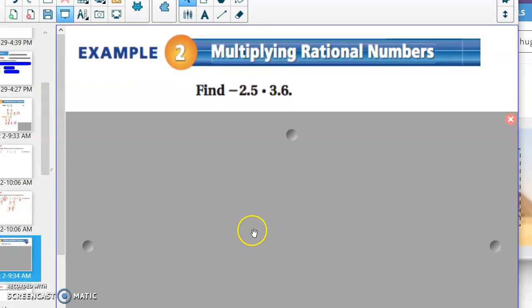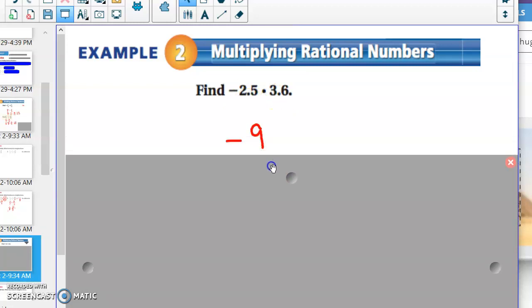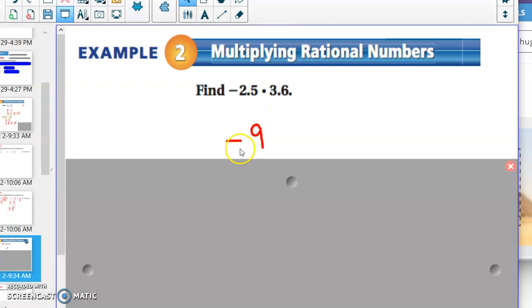Remember, rational numbers also involve decimals, so you can use a calculator to multiply 2.5 times 3.6. They, of course, have different signs, so my answer would be negative 9.